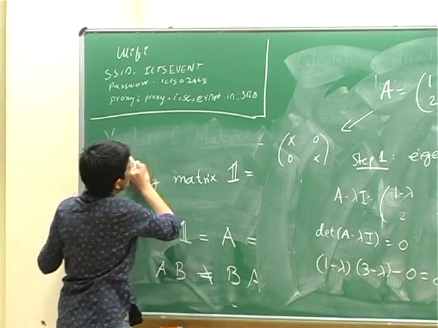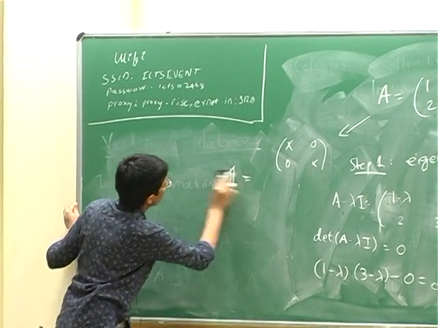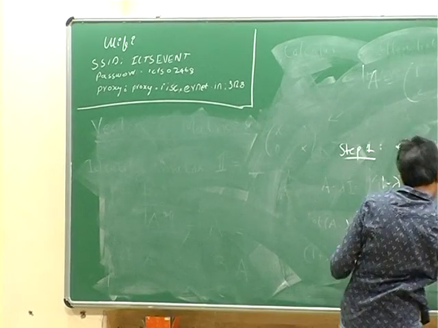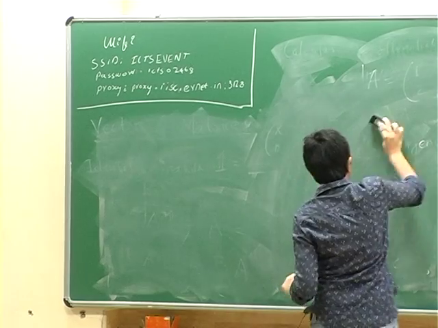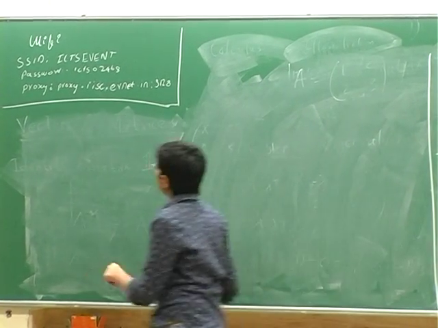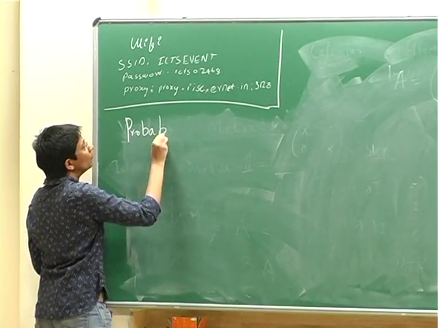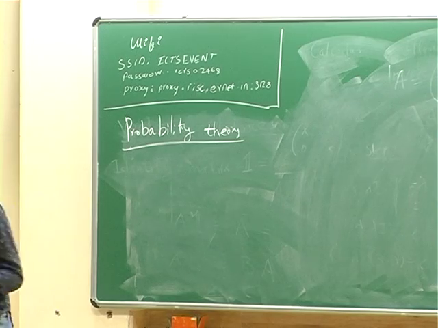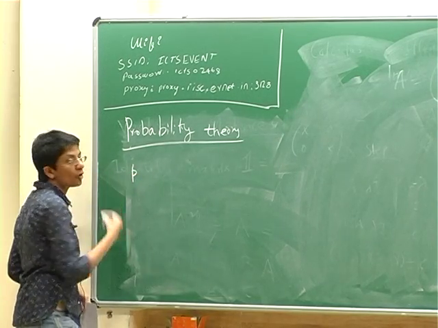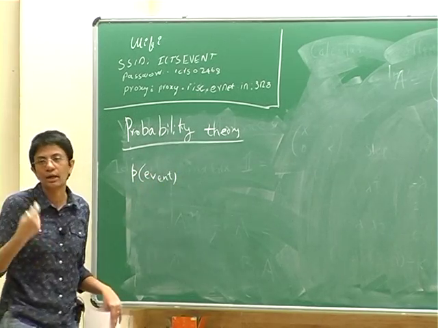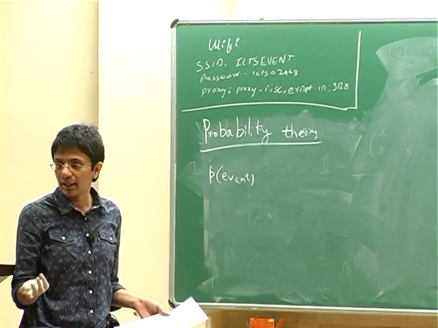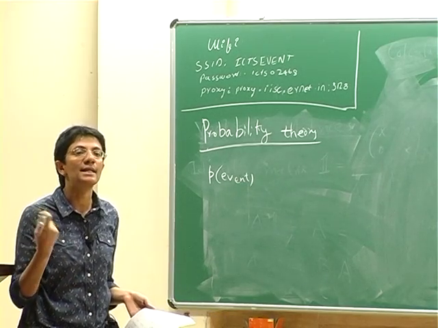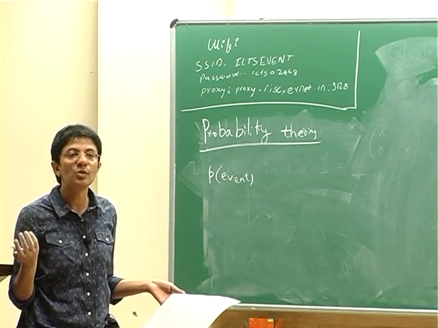Let me do the last part, which is some basic probability theory. What's the probability of an event? Let's think of a dice or a coin. I flip a coin, and you will get either a head or a tail. So the number of outcomes is 2, right? When I ask you what's the probability that you get a head, what do you expect?